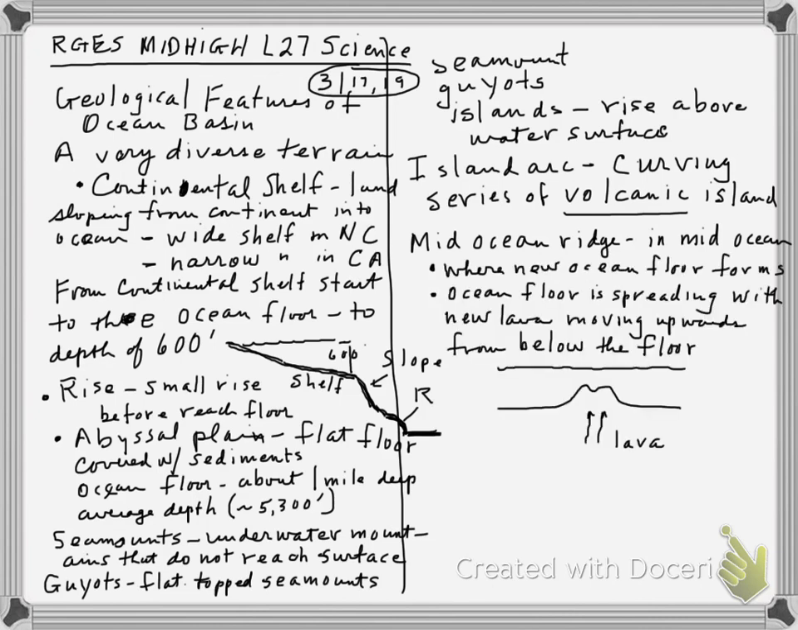Let's see if we can go ahead and copy these notes about that mid-oceanic ridge, or mid-ocean ridge. Again, it's in the mid-ocean, and it's where we have new ocean floor that's forming. What happens is lava moves upwards from below the floor, and when it reaches the surface, it spreads to each side.